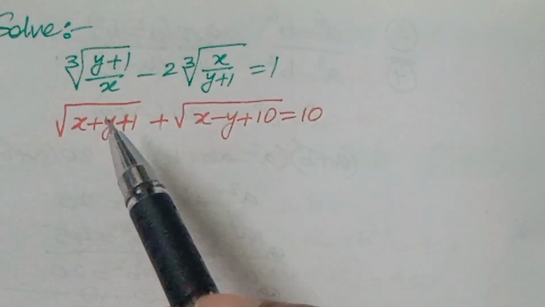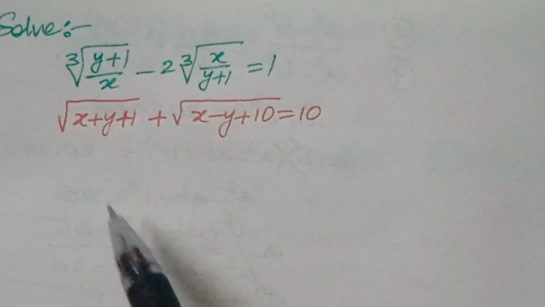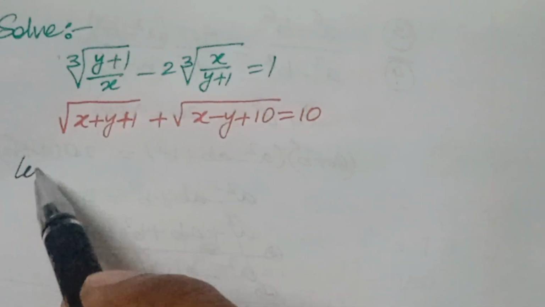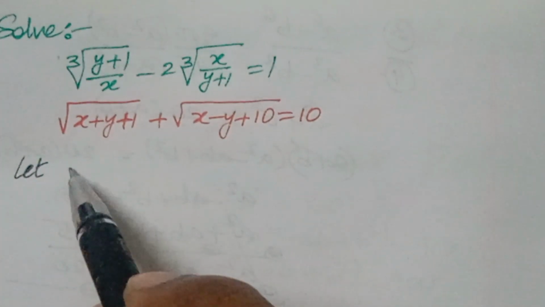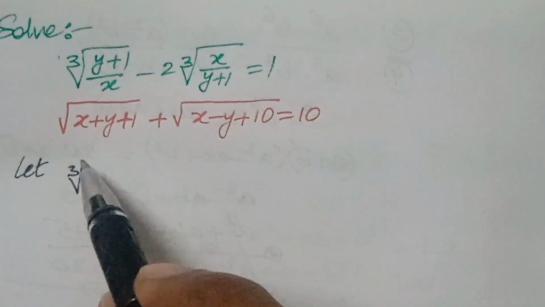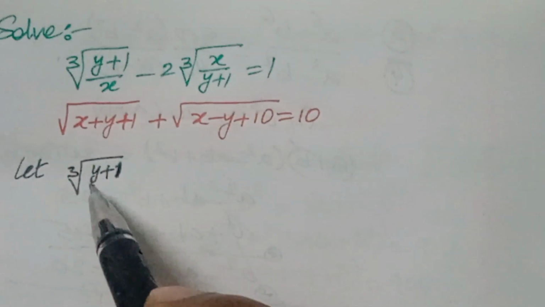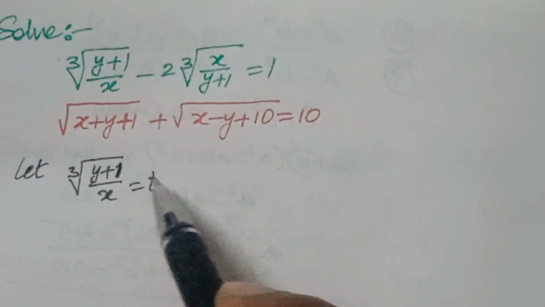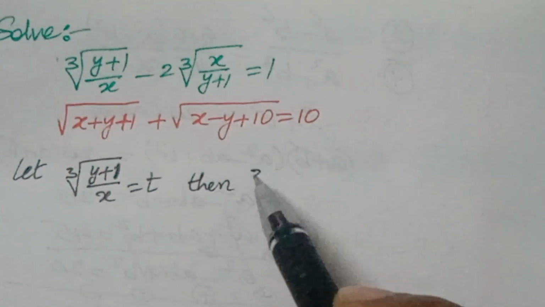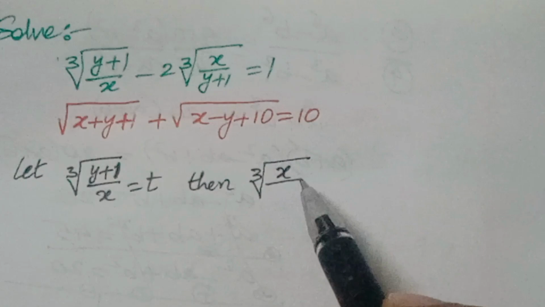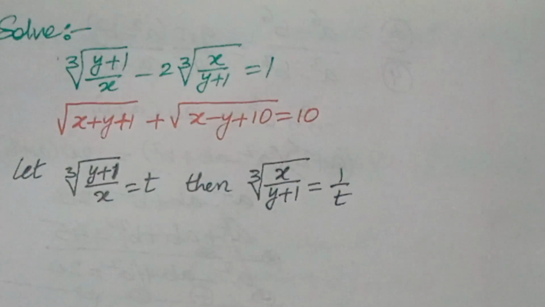There is some logic in this question, and that's why it was selected. Here you have fractions, and first of all you have to see that these two are reciprocals. Let the cube root of (y+1)/x be equal to t. Then the cube root of x/(y+1) is equal to 1/t.